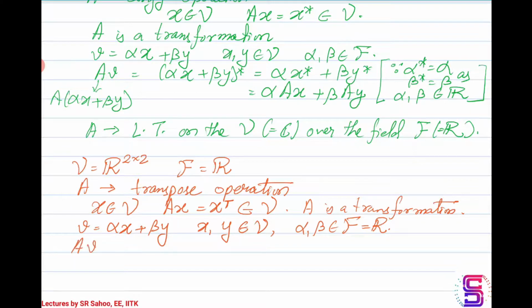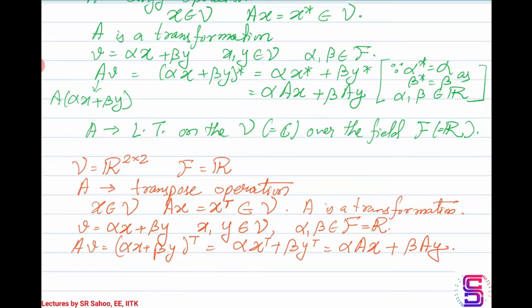When A acts on this vector V, what we get is essentially the transpose of this, which is alpha x transpose plus beta y transpose. Alpha transpose is alpha and beta transpose is beta, because alpha and beta are just real numbers. And this is nothing but alpha multiplied by the transformation of x plus beta multiplied by the transformation of y. This holds for all x, y, because I have not specified any condition on the vectors x, y or the scalars alpha, beta that I have chosen.